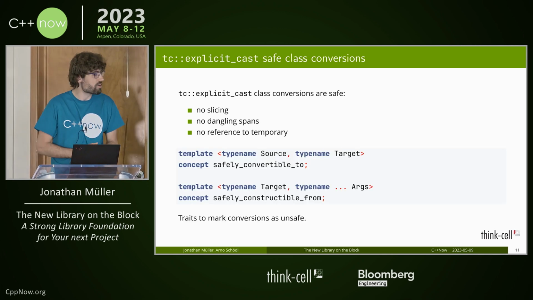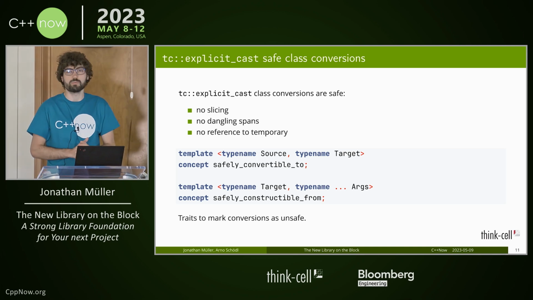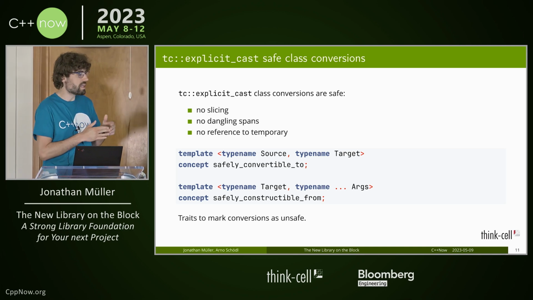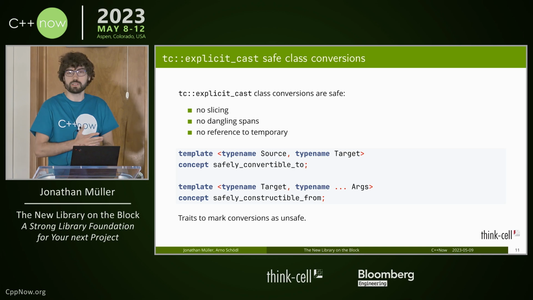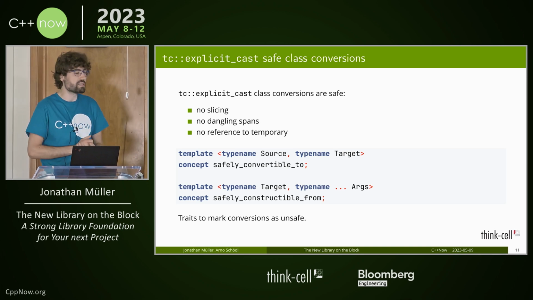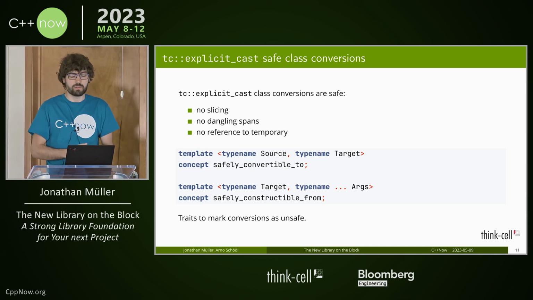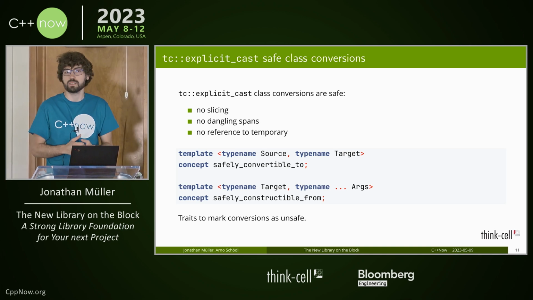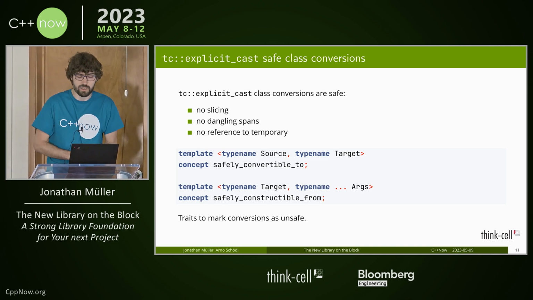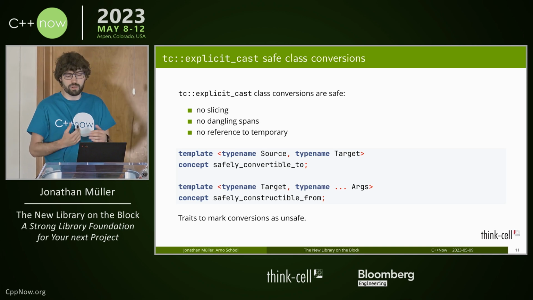This is controlled using the concepts safely convertible to and safely constructible from. They are essentially asking whether or not that conversion is well-formed, and it hasn't been disabled by specializing some trait. So just because something is convertible, it's not necessarily safely convertible, and you can specialize the trait to mark it as safe or unsafe.